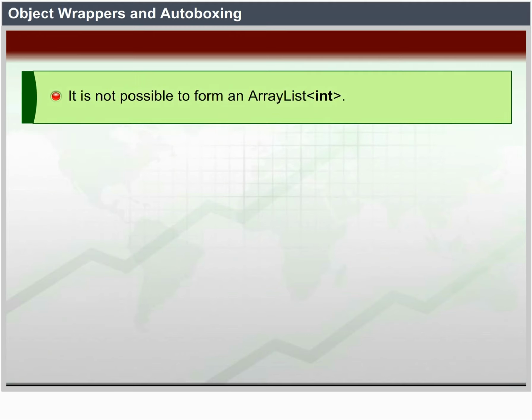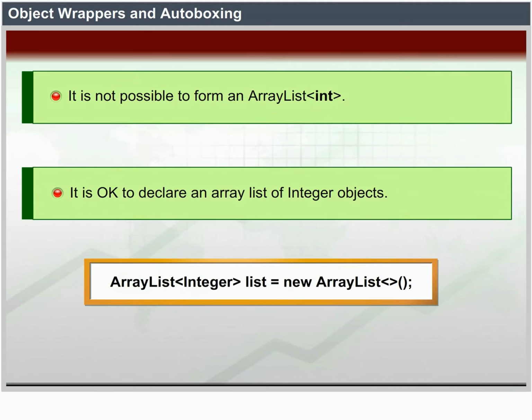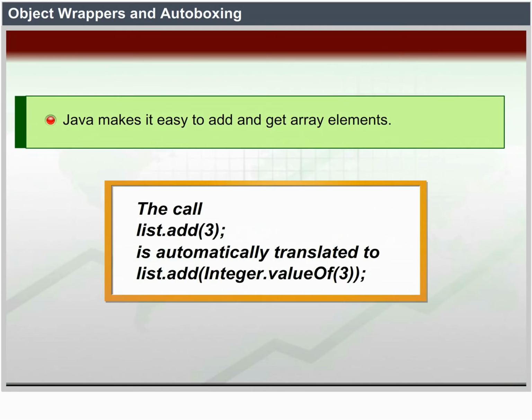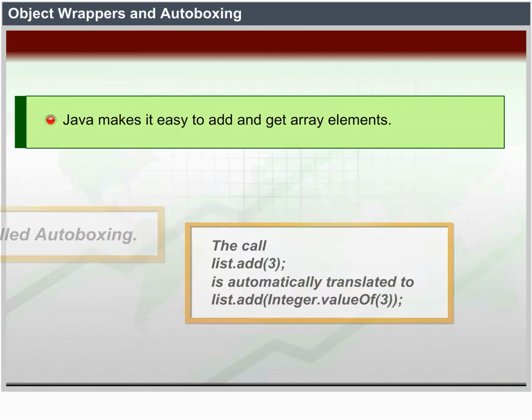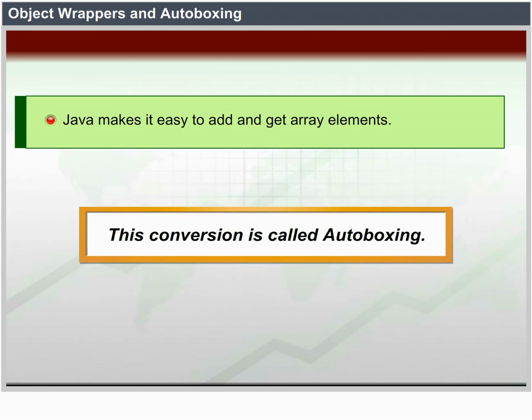It is not possible to form an ArrayList<int>. It is okay to declare an ArrayList of Integer objects: ArrayList<Integer> list = new ArrayList<>(); Java makes it easy to add and get array elements. The call list.add(3) is automatically translated to list.add(Integer.valueOf(3)). This conversion is called autoboxing.